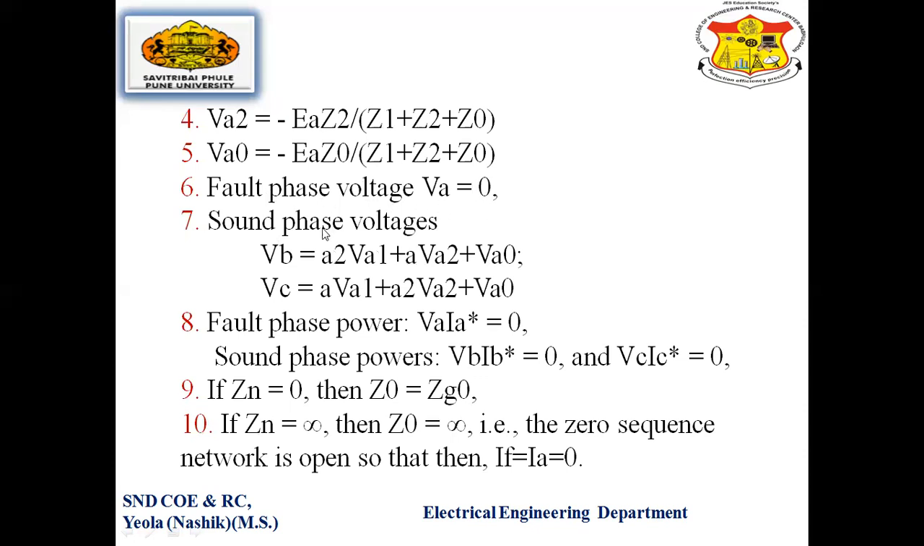The sound phase voltages, meaning the healthy phases VB and VC where the fault does not occur, are given by VB equal to a² VA1 plus a VA2 plus VA0. Similarly, VC is equal to a VA1 plus a² VA2 plus VA0. The fault phase power VA into IA conjugate is equal to 0. The sound phase power VB into IB conjugate is equal to 0, and VC into IC conjugate is equal to 0.